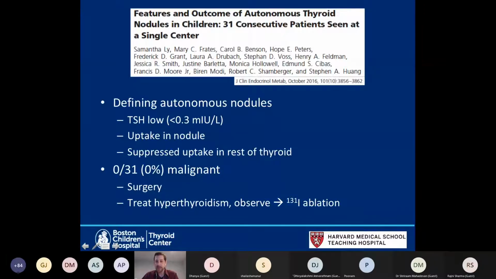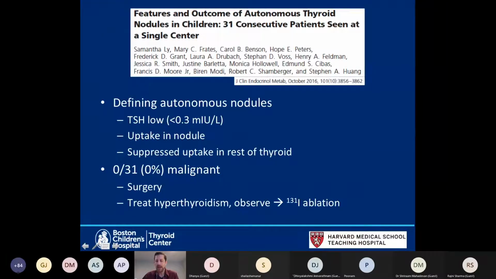And if you define these autonomous nodules in a rigorous way, using the following criteria, in our hands, none of these were malignant. So the key criteria are, first, you have to have a suppressed TSH. That is diagnostic of autonomy. You have to see uptake specifically in the area of the nodule. So the nodule is demonstrating autonomous uptake, in other words, in the absence of TSH stimulation.